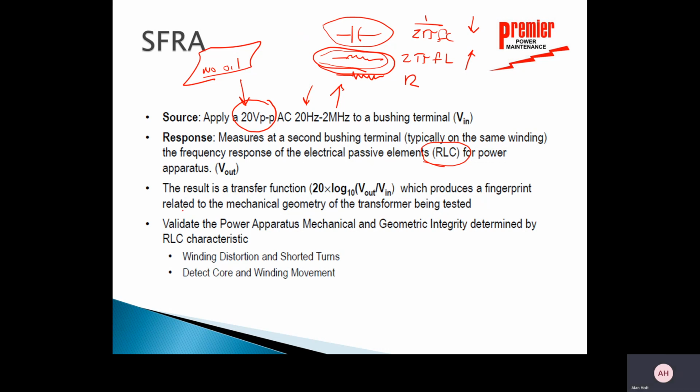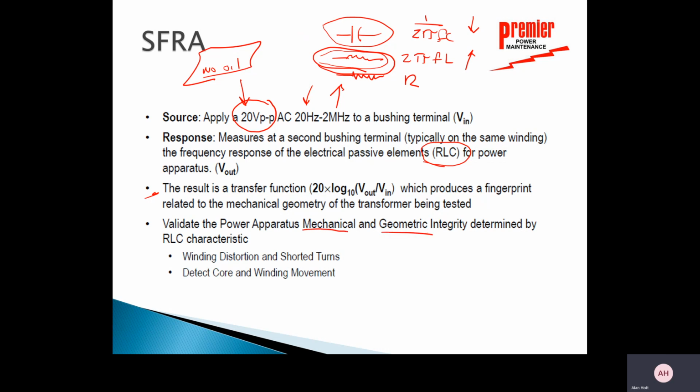So this result of the output, the 20 log base 10 of V out over V in, measuring the output signal divided by the input signal, doing 20 times that log, it produces a fingerprint, okay? Now, a lot of times that's called a transfer function. We'll talk about that a little bit later, but that's like a high math thing that we don't really need to get involved with then. But we can validate the power apparatus mechanical and geometrical integrity. Look at that, mechanical and geometric integrity.